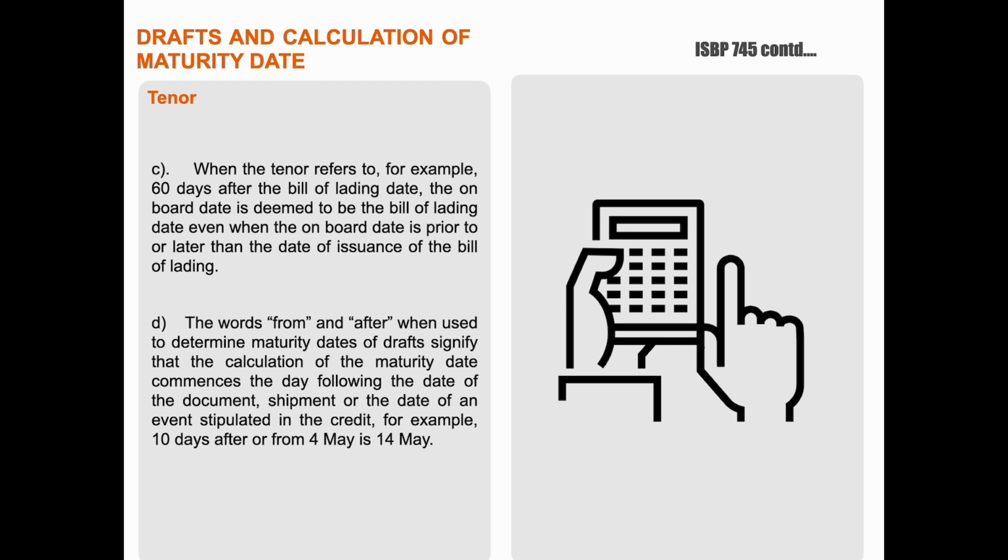For example, if the tenor is 45 days from the BL and let us assume the onboard date as 12th May, then the 45 days will start from the 13th May, right? Irrespective of whether it's mentioned as 45 days from BL or 45 days after BL, both are the same, right?